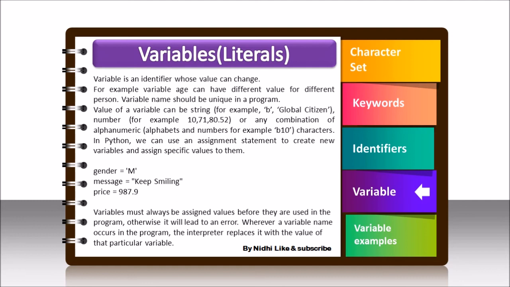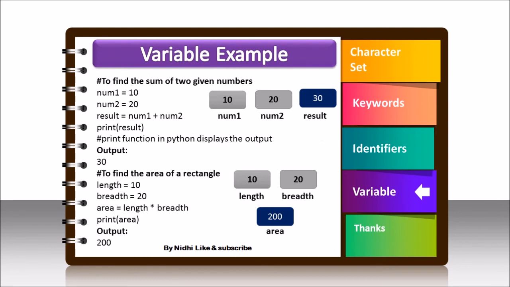A variable must always be assigned a value before it is used in the program, otherwise it will lead to an error. Whenever a variable name occurs in a program, the interpreter replaces it with the value of that particular variable. To check variables, let us understand with a programming example. I'm explaining it step by step. The program is to find the sum of two given numbers.